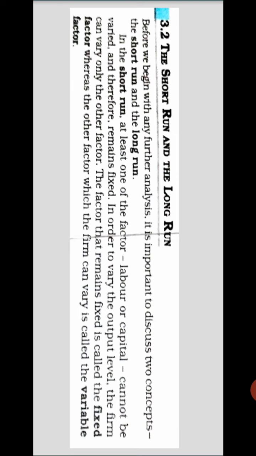In order to vary the output level, the firm can vary only the other factors. The factor that remains fixed is called the fixed factor, whereas the other factor which the firm can vary is called the variable factor. So if it is varying, it is called the variable factor. If it is fixed, it is called the fixed factor.